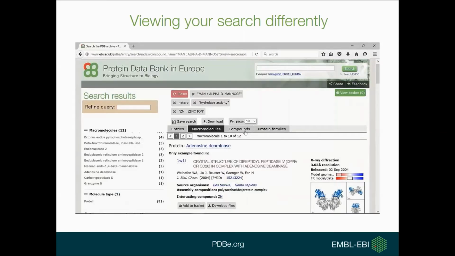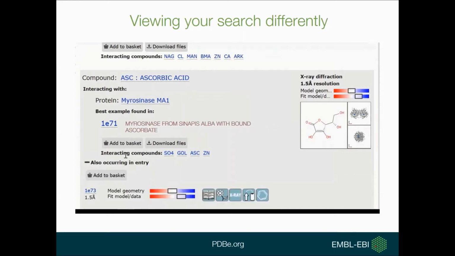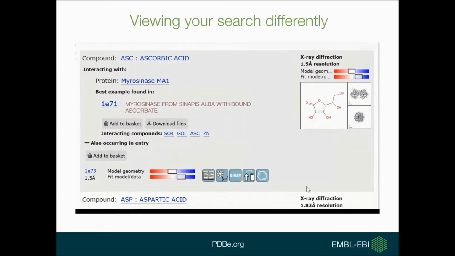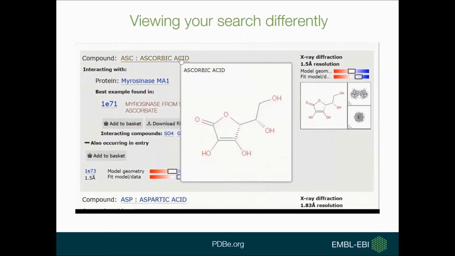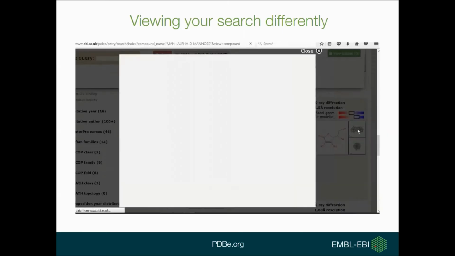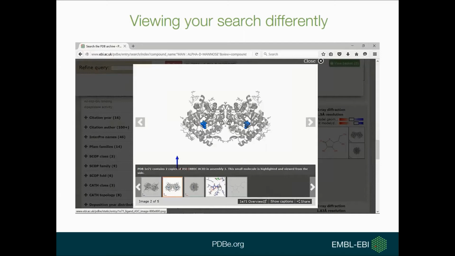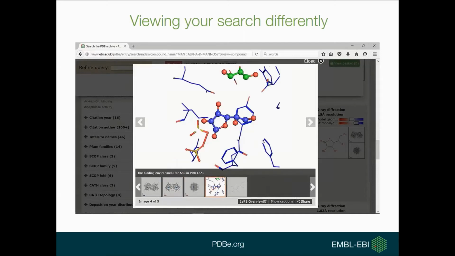There's also a compounds tab, and this lists things by individual ligand. For instance, this is ascorbic acid. Again, we give a best example as well as other examples. If you hover over the name, you can see that the chemical structure comes up for that ligand. There's also more images shown on the right here. If you click on that, this opens the box, and we show a ligand view where it is within the structure, shown in blue, and also a ligand environment.